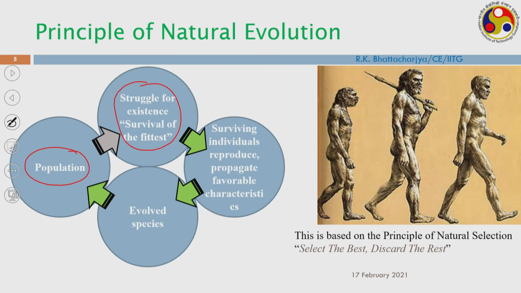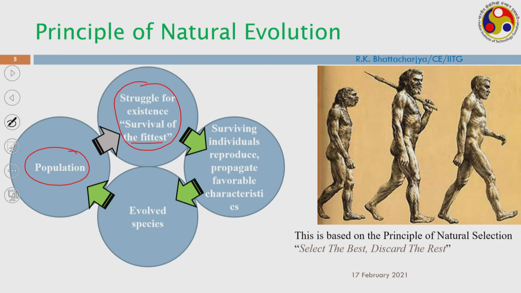So, struggling for existence, and we call it survival of the fittest. So, what will happen? This population is struggling and the fittest will survive. Okay. So, this is the natural law basically: the fittest will survive, and those who are not fit will be eliminated from this process.